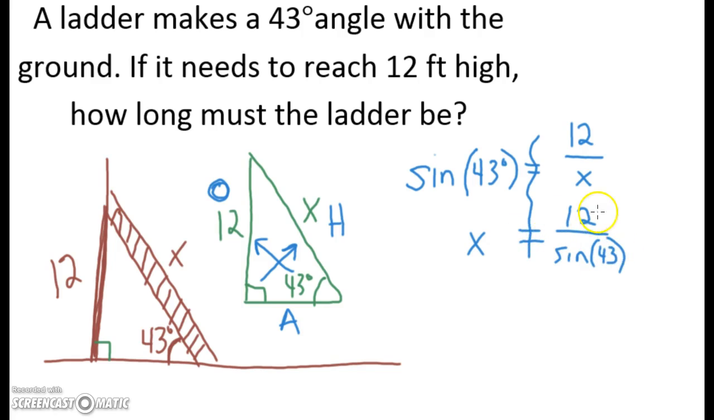All right, so now I just need to type this into my calculator. So 12 divided by the sine of 43, close parentheses, and I get that x is equal to 17.6. All right, so that means that this ladder would need to be 17.6 feet in order to reach 12 feet up the wall if it had to make a 43-degree angle.